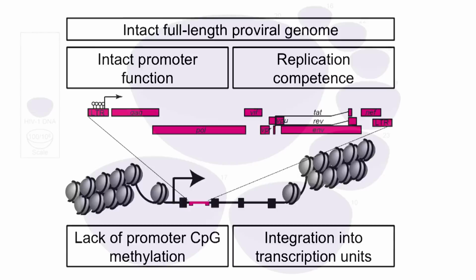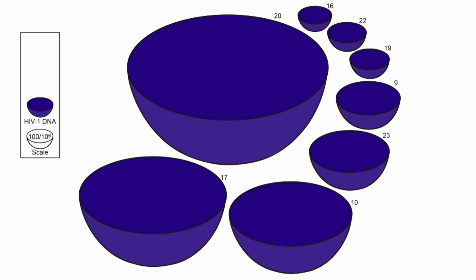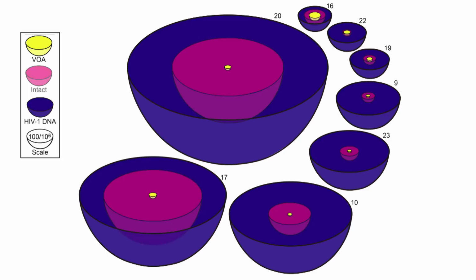This slide illustrates the size of the latent reservoir in different patients. This is the size as assessed by DNA PCR. As we have shown, most of these proviruses are defective. This is the size of the reservoir as measured by the viral outgrowth assay. However, if we consider the intact non-induced proviruses, the actual size of the reservoir is much larger.